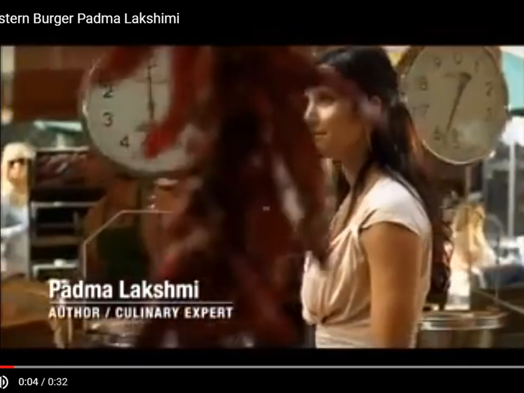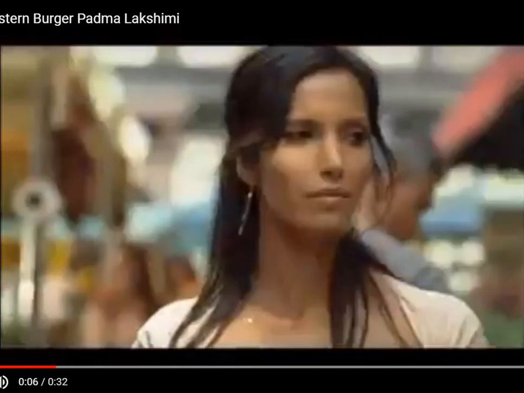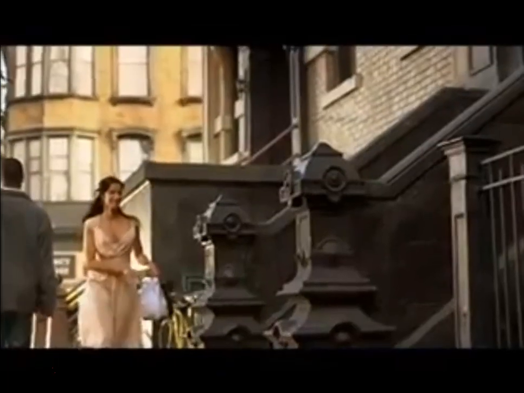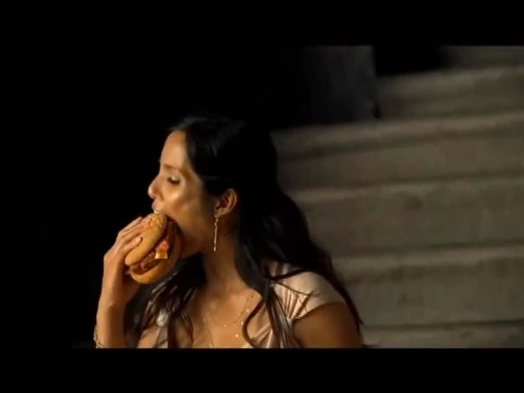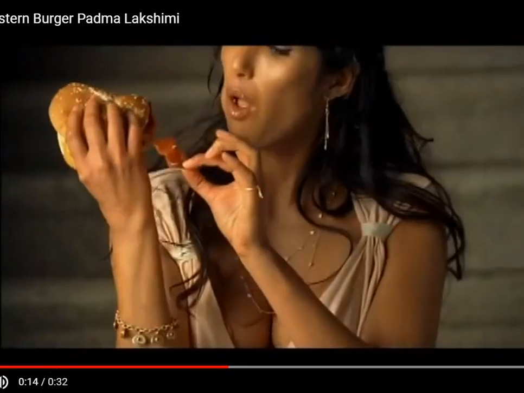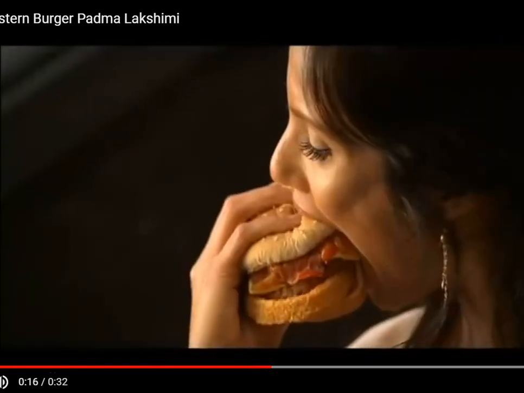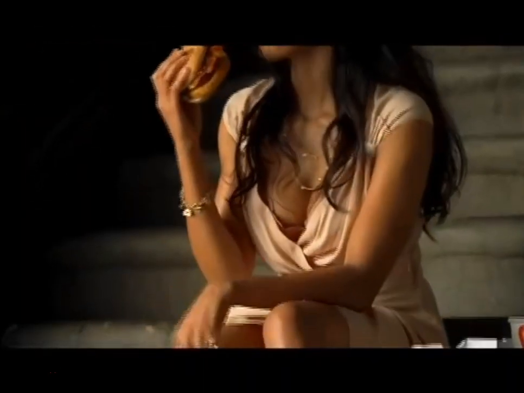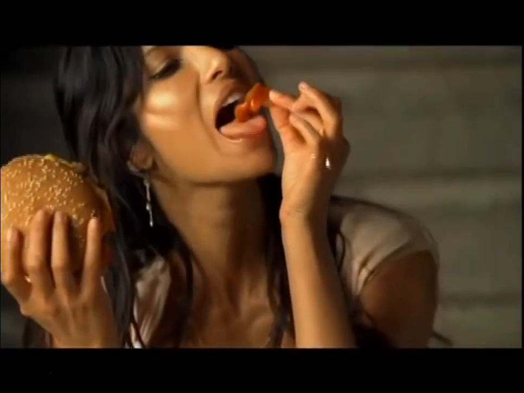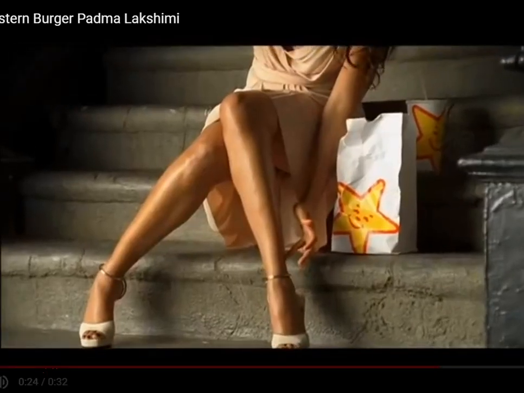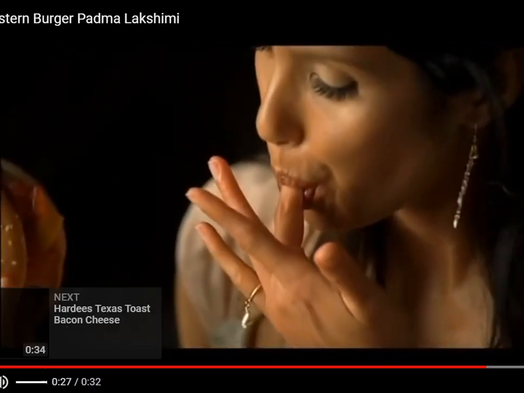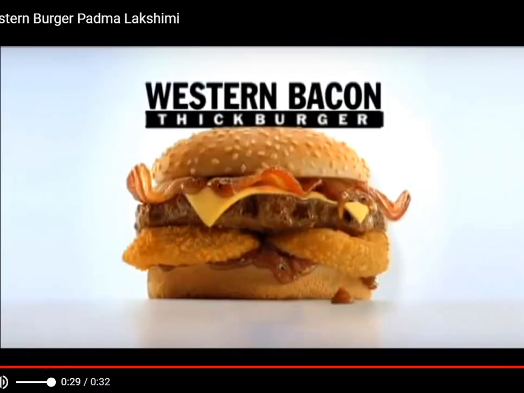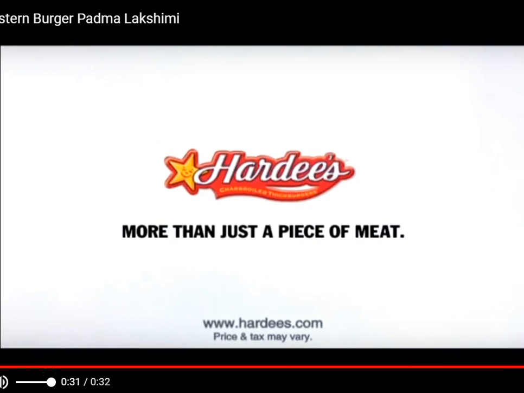I've always had a love affair with food. I think I've tasted every flavor imaginable. But there's something about the Western bacon. It reminds me of being in high school, sneaking out before dinner to savor that sweet, spicy sauce, and leaving no evidence behind. The Hardee's Western Bacon Thick Burger, more than just a piece.